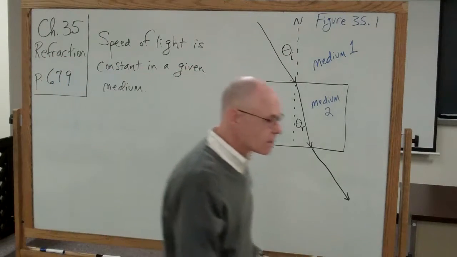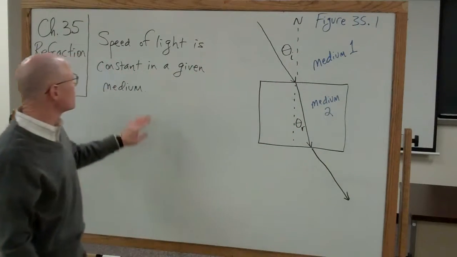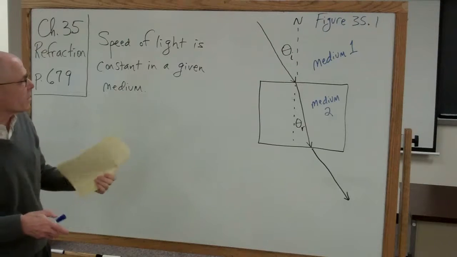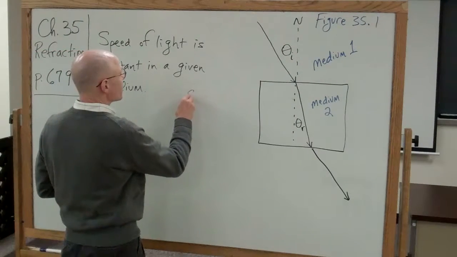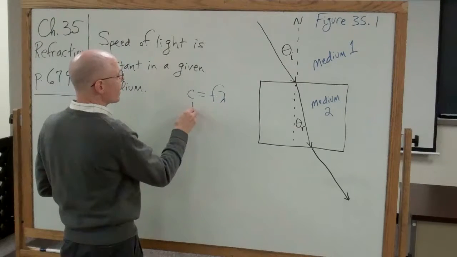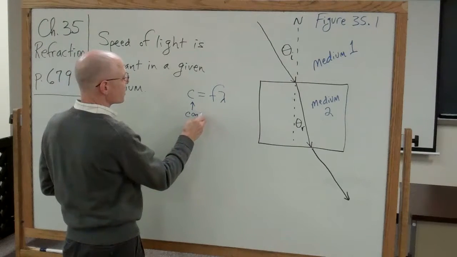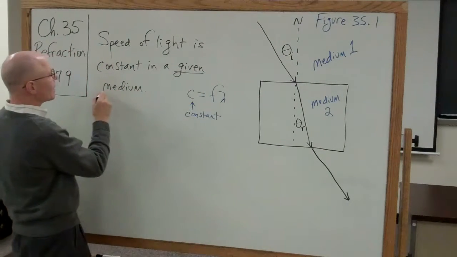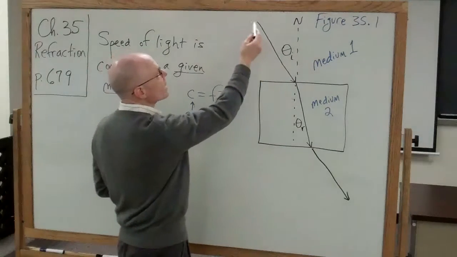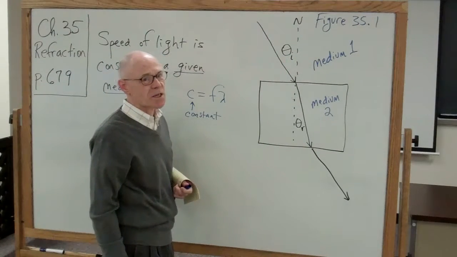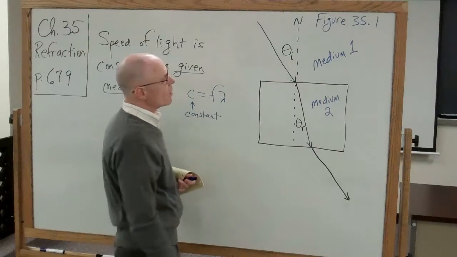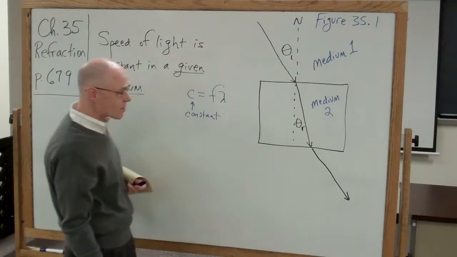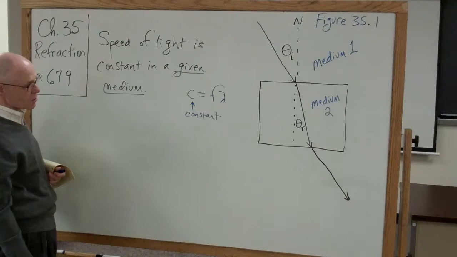Okay, so we can say that the speed of light is a constant in a given medium. Remember, back in an earlier chapter, we said the speed of light is frequency times wavelength, where the speed of light is a constant. However, that is only true in a given medium. As long as this light ray kept traveling in air, the speed would not change. However, once this light ray enters this second medium of a different density, then the speed changes.